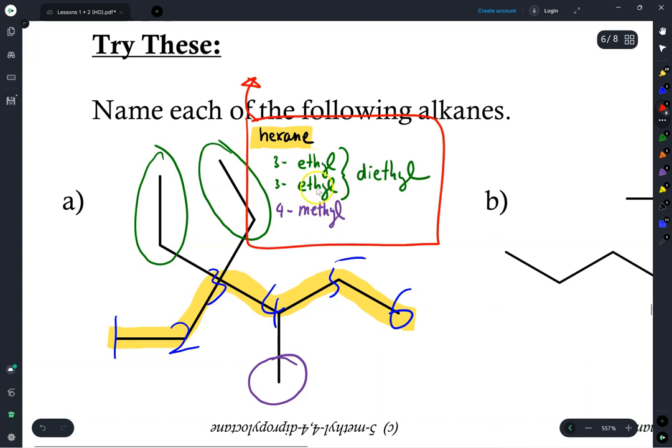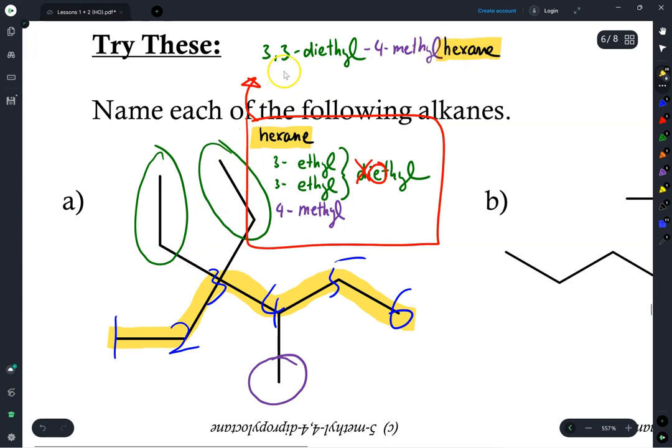Alphabetically, the ethyl branches should go first. Again, we ignore the prefix when we're looking at alphabetical order, and instead we compare the first letter of the branch name itself. So we have 3,3, comma to separate numbers from numbers, hyphens to separate numbers from letters, diethyl. Next we're going to put in the branch for methyl. Again, hyphens separate letters from numbers. And then we put in our parent chain with no gap or space between letters and letters.